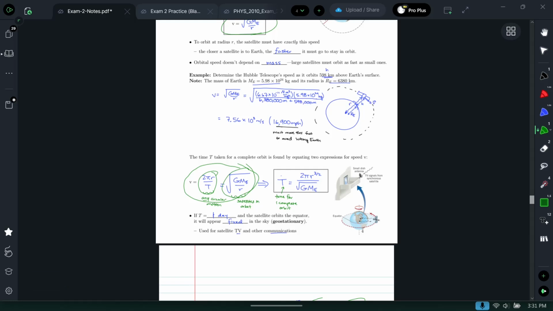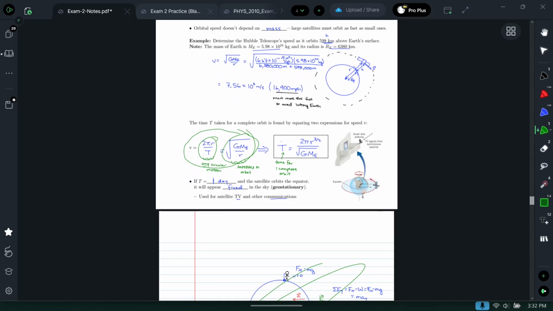And also just remember, satellite can mean anything orbiting something due to gravity. So it could be a satellite around Earth. It could be Earth around the sun. It could be a moon around Mars. It could be lots of things like that. Satellite does not mean a big metal thing.